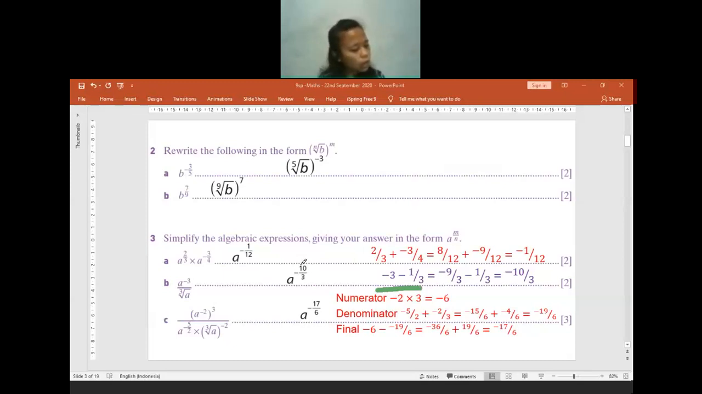Maybe if it is still confusing, you need to open your textbook for all of the index laws. Page 62 or something, I forgot, let me check it. I think it is page 62. Yeah, this is page 62. You can check it in your textbook. And for the root into fractional power, or fractional indices, it's in your textbook, page 69.